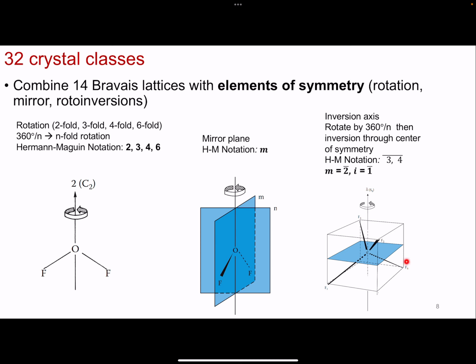So we have one element here, and then that's rotated. Then we can also denote rotated and inverted through the center of symmetry, so that here we see the plane. So we can denote here, this is bar 4, rotoinversion symmetry. Now, there's bar 3, there's bar 4. Bar 2 is just the mirror, so we use the more specialized m notation for that. Bar 1 is denoted as i.